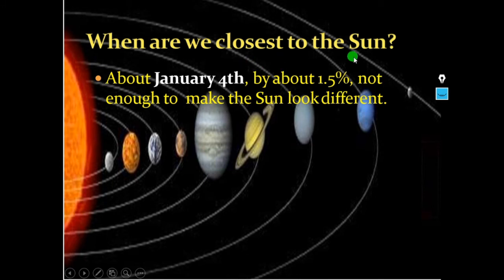So when are we closest to the sun? When our Earth reaches the perihelion point, we are closest to the sun. That is about January 4th, closer by about 1.5%, not enough to make the sun look different. So almost on January 4th we will be moving closer to the sun.